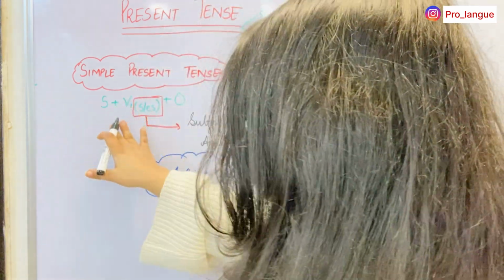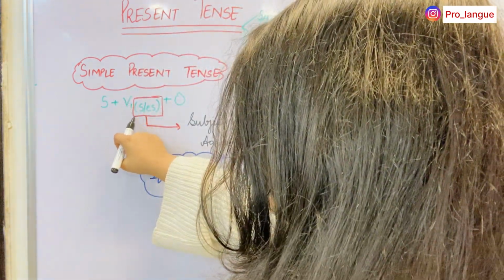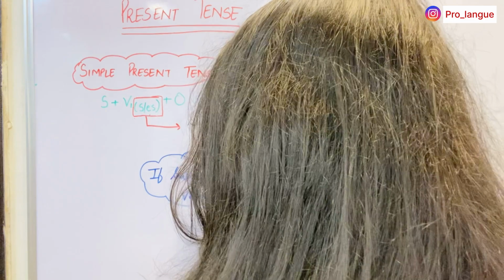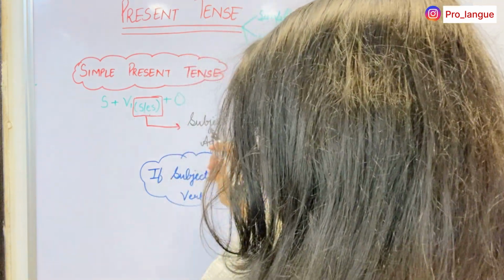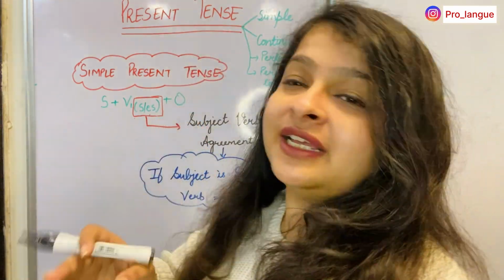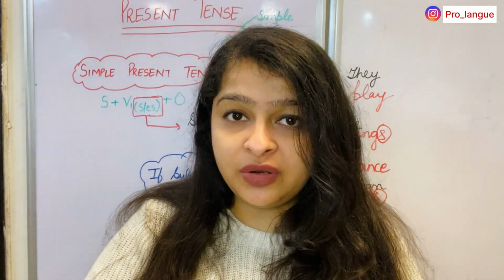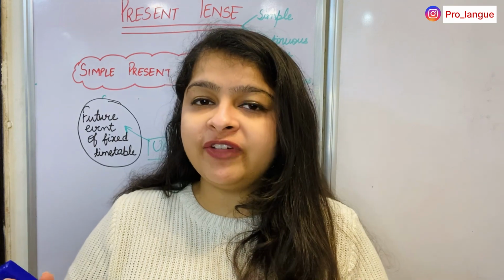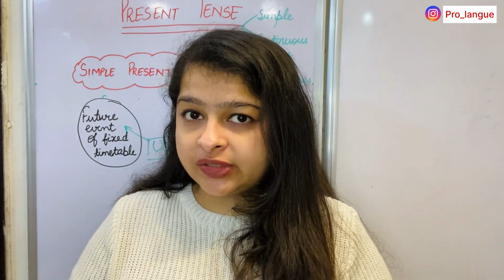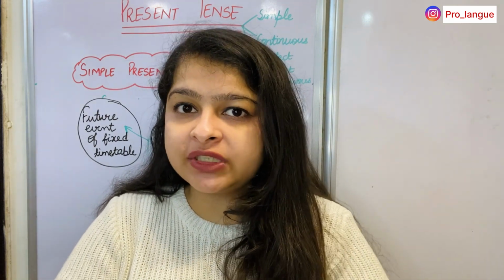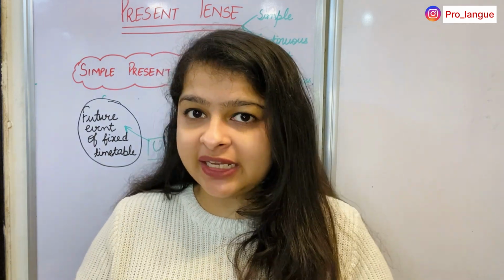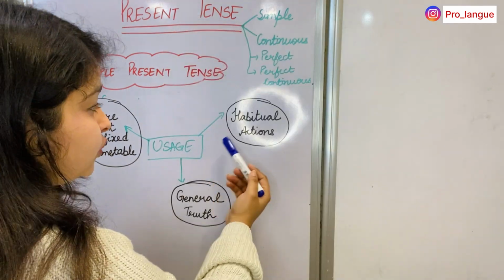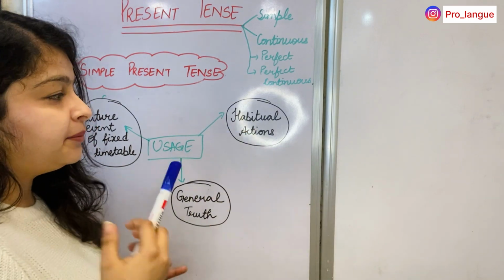So the rule for the simple present tense is subject plus verb first form, S/ES, in accordance with the subject-verb agreement, plus the object. Now let us move towards the usage. Be very careful while understanding the usage, because if you understand the usage, then you will never make any mistake while writing anything. The first one is whenever we are talking about a habitual action.